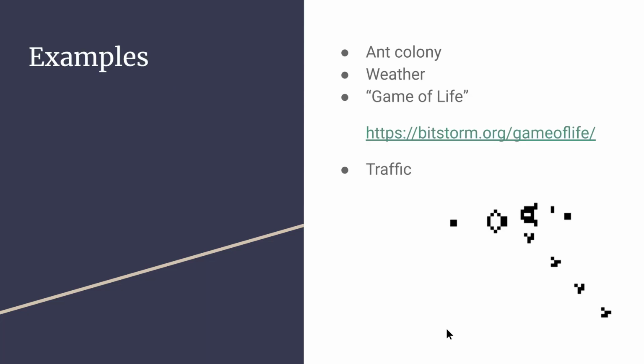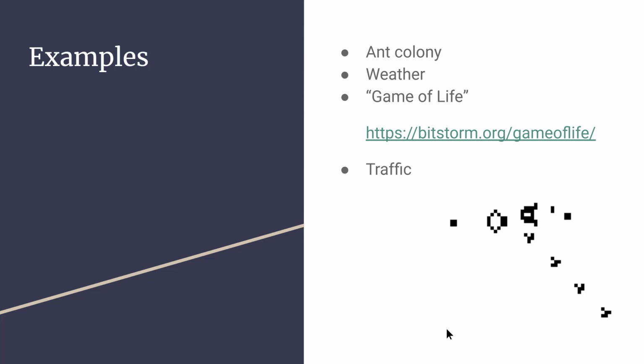So examples of nonlinear systems are ant colonies. We could understand every single ant and not understand how an ant colony works. The weather, we could understand every cloud in the sky and not understand how the weather works.